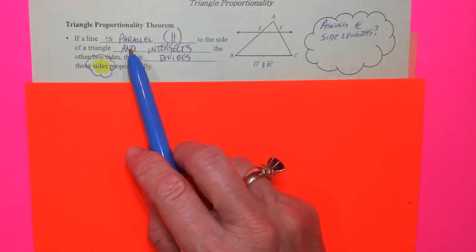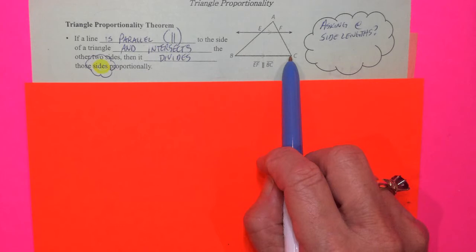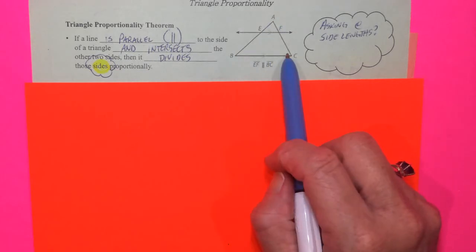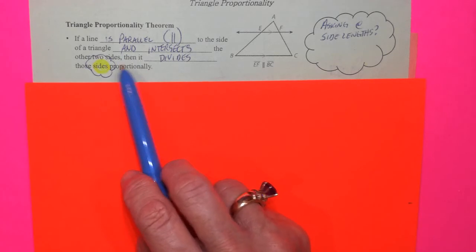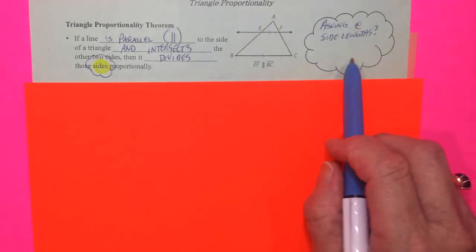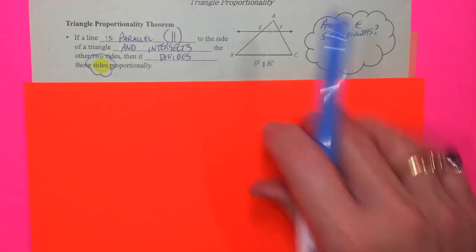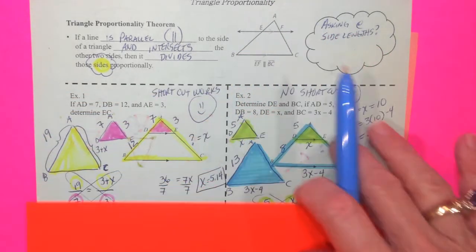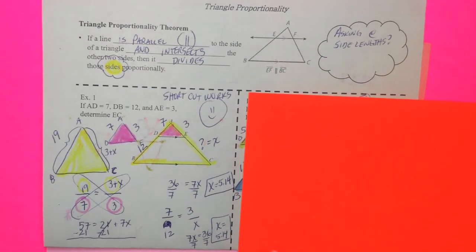side of a triangle and intersects the other two sides, so it's parallel to one side and intersects the other two sides, then it divides those two sides proportionally. It is asking about side lengths. Okay, so let's pull down and let's look at some examples. Let's start here on the left and make it a little less busy.